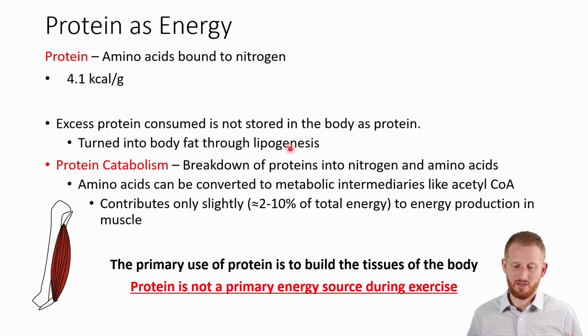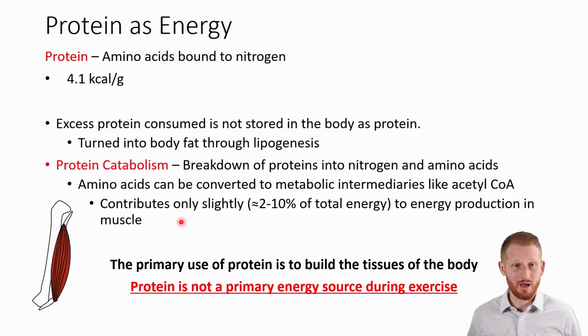All right, but if we do overconsume protein, what we end up doing is we store it as body fat through lipogenesis, so just the creation of fat. When we use protein for energy, that process, or it's sort of an umbrella term really, is called protein catabolism. It just means breaking down proteins, and is breaking it down into that nitrogen and those individual amino acids. The amino acids can be converted into various metabolic intermediaries that go into the citric acid cycle or the Krebs cycle. One of the common ones would be acetyl-CoA.